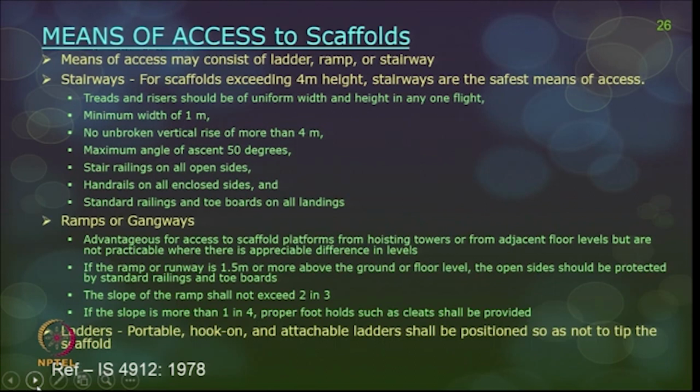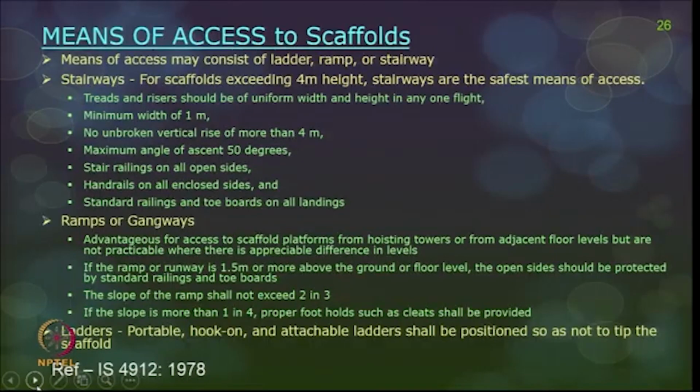In the sense, for every 2 meters in height, the horizontal length should be 3. Okay. If the slope is more than 1 in 4, in the sense your horizontal is 4 and vertical is 1, if it is more than that, then there should be proper fall protection on either side, or the ramp should also have cleats at places, so that it creates friction for the movement of material and people. The last option is ladders.